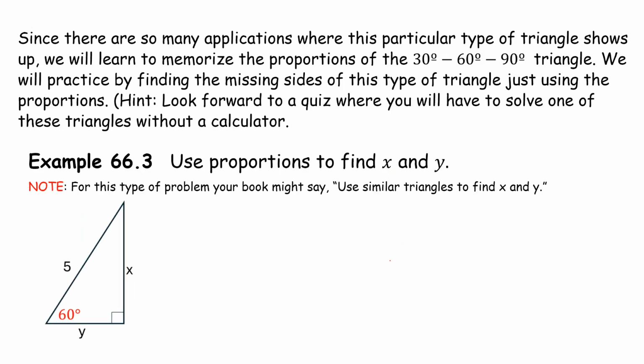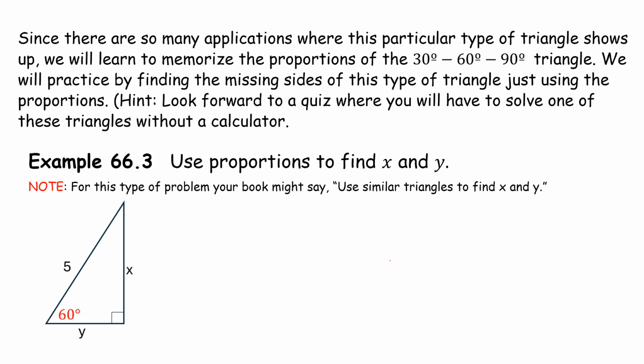So we're going to look at this example, 6.6.3, use proportions to find x and y. Your book will probably say use similar triangles to find x and y. Sometimes it will, sometimes it won't. But I'm going to show you the way that we're going to do this.